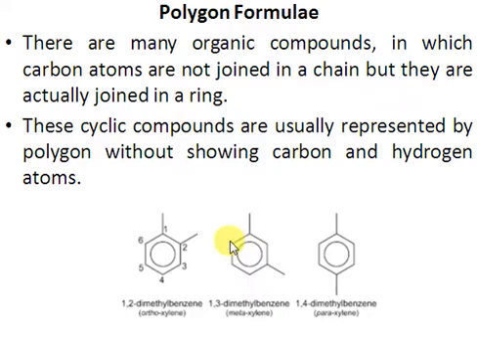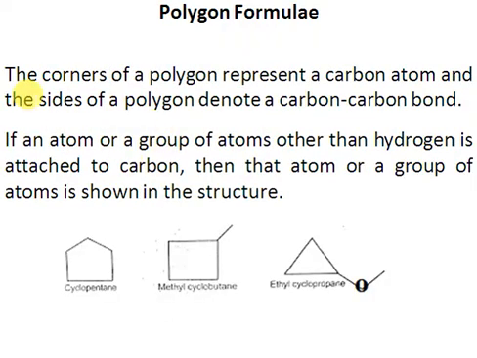So these are polygon formulas for different isomers of disubstituted benzene. So this is 1,2-dimethylbenzene, 1,3-dimethylbenzene, 1,4-dimethylbenzene, etc. Right? So here we have some other examples of the polygon formula, right? So in polygon formula, these are the coordinates of a polygon, they represent carbon, right? And if there's a side chain, it's a side carbon-carbon bond, right? So this coordinate is indicating carbon, and this line is showing the bond between carbon and carbon, right?